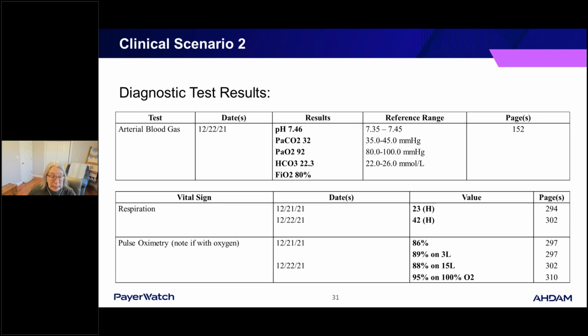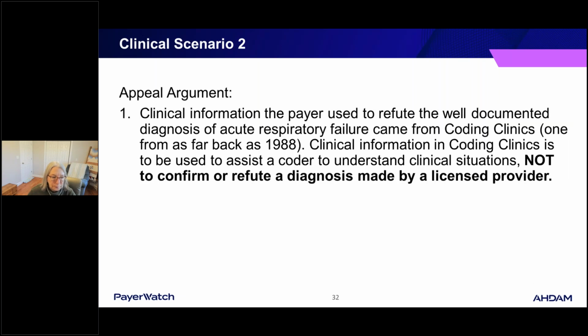The test results, he actually did have an ABG done, so I did include that. And sure enough, the PaO2 shows 92. It's not less than 60, but guess what? He's on 80% oxygen when they drew it. He had a high respiratory rate, and then his pulse oximetry on multiple occasions supported the hypoxia, even though he was on oxygen at the time.